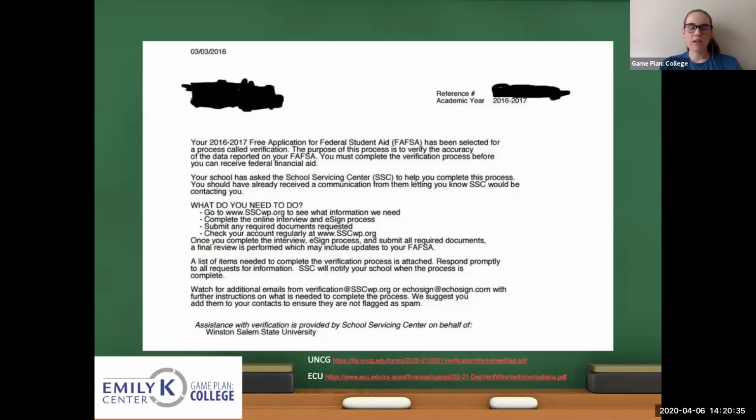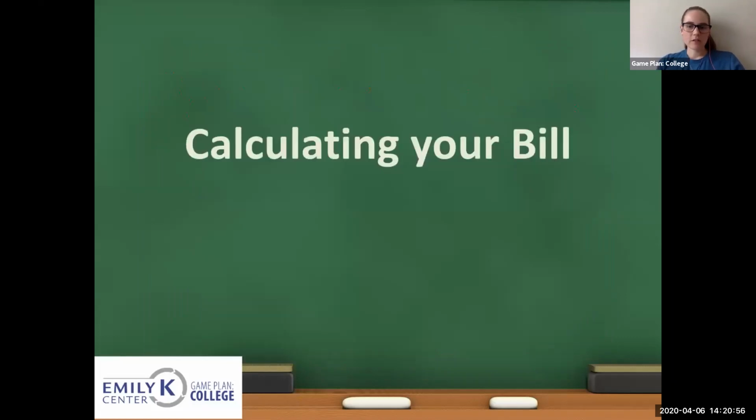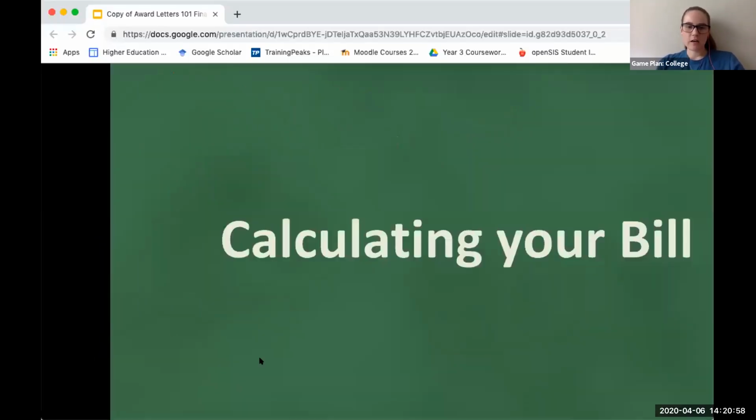And this is what a verification letter would look like. It says your FAFSA has been selected for a process called verification, and then it tells you what you need to do. So please don't ignore this. It's really important that you do this, otherwise you won't have any money for college at that specific university. So I'm going to turn it over to Ms. Christina now to talk about calculating your cost of attendance.